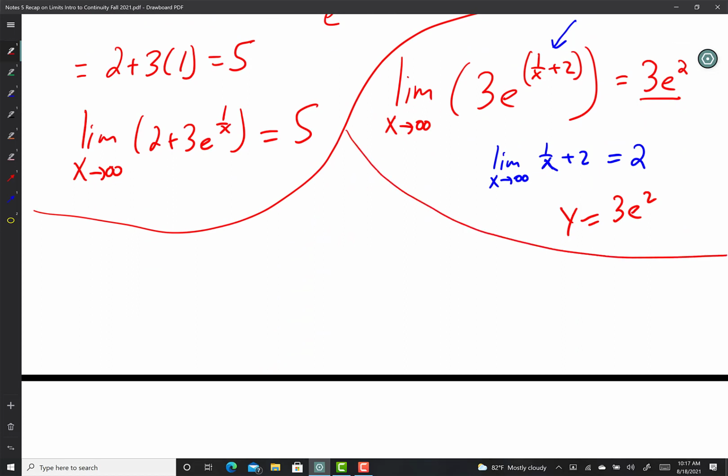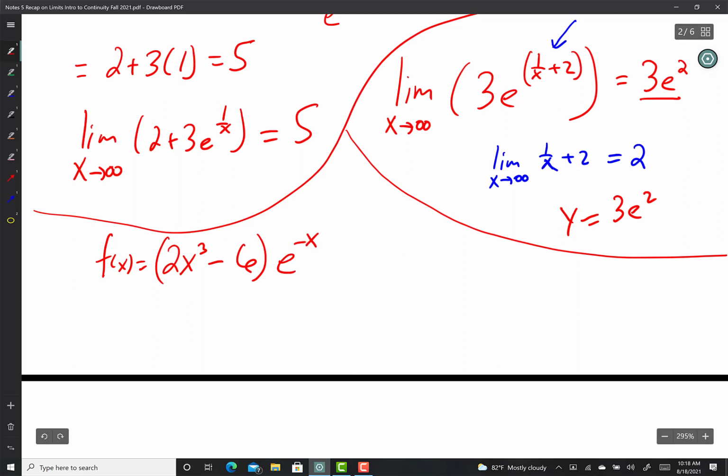Yeah, give me another one. So we should just find the horizontal asymptotes of the function f(x) equals 1 over 2, and then in parentheses 2x cubed minus 6, and then times e to the negative x. Okay, we can do that one.